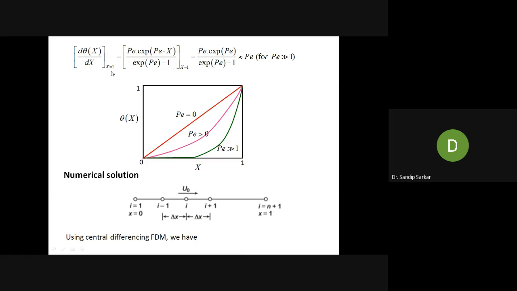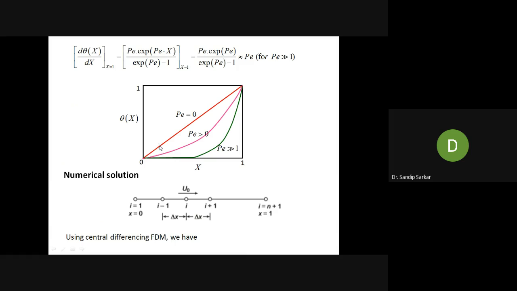d theta/dx at x equal to 1, what is that? It is Pe exp(Pe x) by (exp(Pe) minus 1), at x equal to 1. So if you put x equal to 1, that is Pe exp(Pe) by (exp(Pe) minus 1). For Peclet number very much greater than 1, you can write exp(Pe) minus 1 as exp(Pe), and exp(Pe) cancels out, and it will finally yield equal to Pe. That means the temperature gradient for Peclet number very much greater than 1 will be limited to a region near to the wall. So let us plot these three situations.